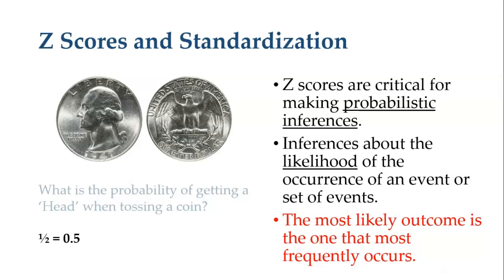But let's think about this. If we have a coin, what is the probability of getting a head when tossing that coin? It's 0.5, right? It's the same probability of getting a tail. For that reason, tossing a coin is one of the simplest random mechanisms because the odds are equal. It's one of the fairest tools, right?